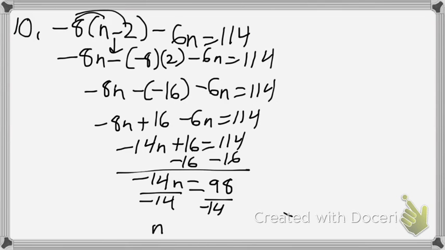Divide both sides by negative 14, and we get n equals negative 7. The negative 14 divided by negative 14 gives us positive 1. 1 times n equals n. And then on the other side, the right side of the equation, we have 98 divided by negative 14. A positive number divided by a negative number equals a negative number.